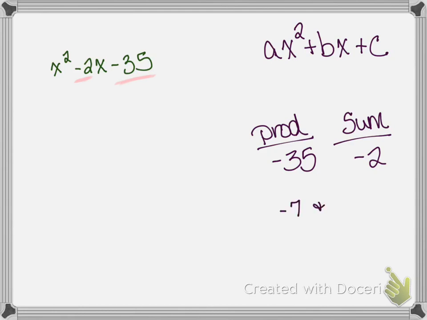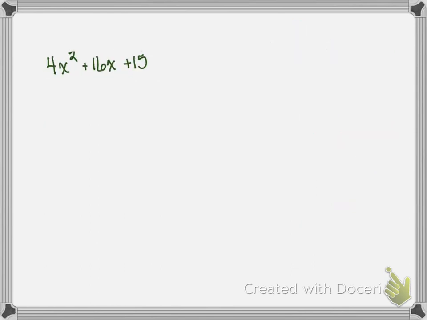-7 and 5. Okay? So because I've just got the 1, because there is a 1 right here, I can just write that down. X minus 7, x plus 5. Okay? And then I'm done. I factored. That's it. Okay. I am going to skip the next one, and then we're going to come back to it. Because I want you to look at the difference between this one right here and this one.